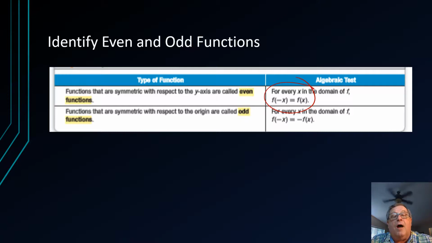Now, odd functions. Odd functions are symmetric with respect to the origin. In other words, we can rotate that 180 degrees and the graph would appear to be the same. But our algebraic test for that is that f of negative x is equal to the negative of f of x. So we're going to take a look at a few of these and do some tests, whether they are even or odd functions, or in some cases, neither even nor odd functions, using the algebraic test.